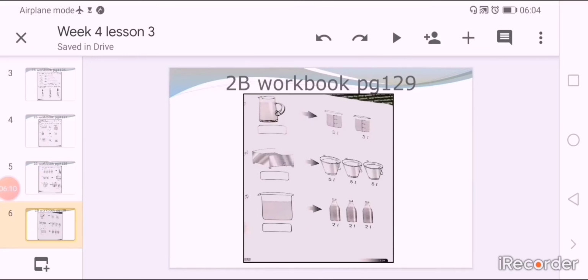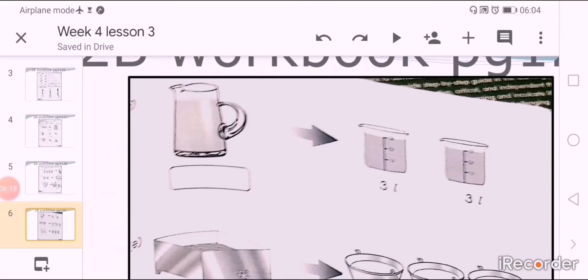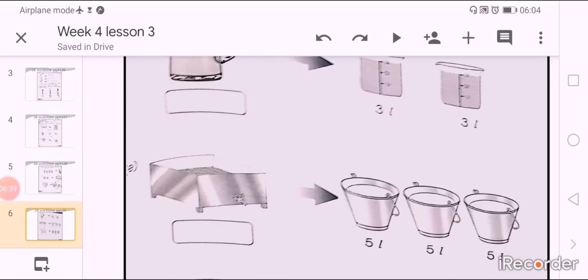2B workbook page number 129. Write classwork above. We have a continuity of the question on this page. D part. There is a jug. In front of the jug there are 2 similar beakers. Each is holding 3 liters of water, and 3 plus 3 is equal to 6 liters. So the total volume of water in the jug is 6 liters. Write 6L here.